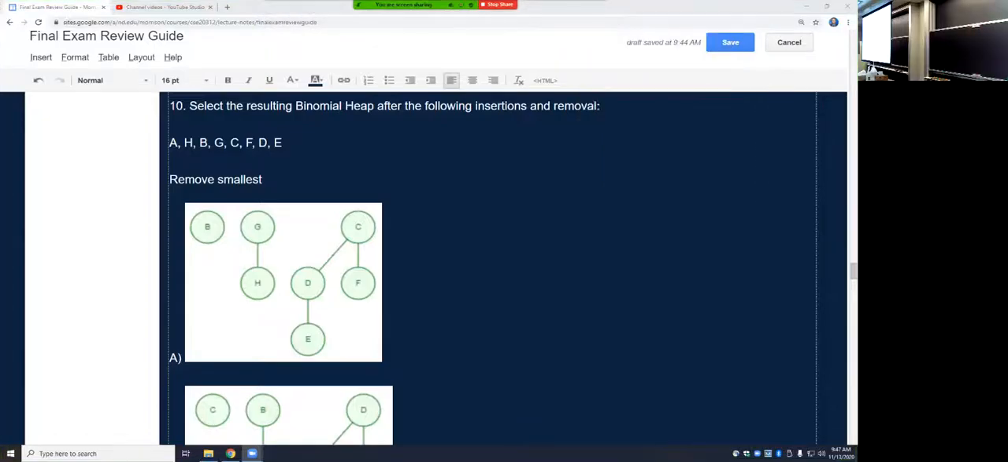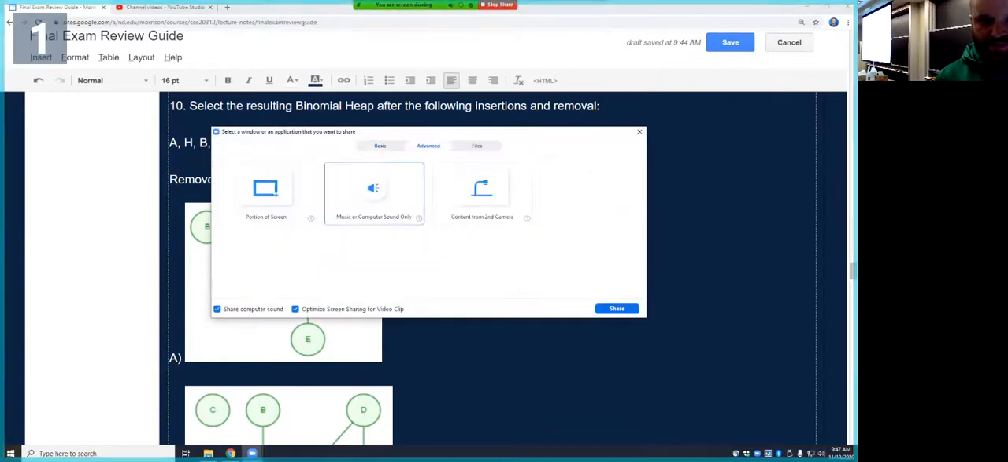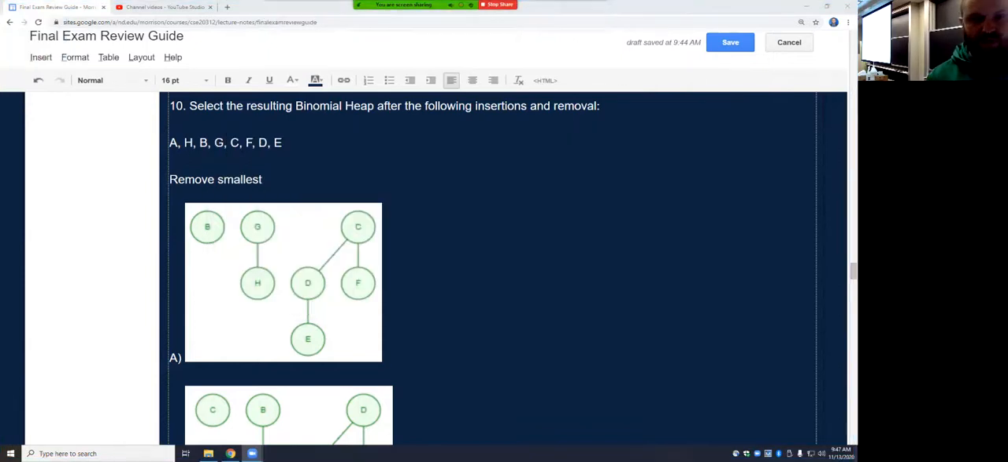Problem 10 states, select the resulting binomial heap after the following insertions and removal. A, H, B, G, C, F, D, and E. So the thing to bear in mind when you are working with binomial heaps is that they should work in powers of 2. So the first two that we're going to have are A and H.